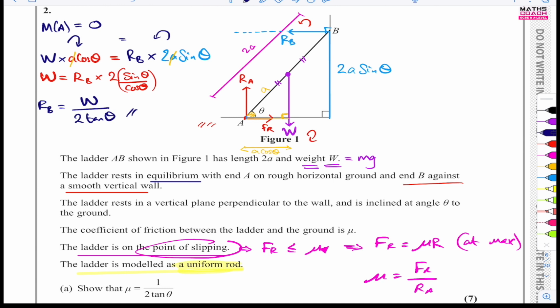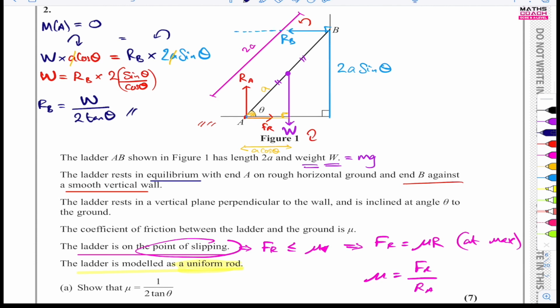There we go. We have a reaction at B. Now, the main two forces we want to work out is friction and the reaction at A. Now, to work those out, we're not going to take moments. We're now going to resolve the forces. So we're going to resolve the forces horizontally first.